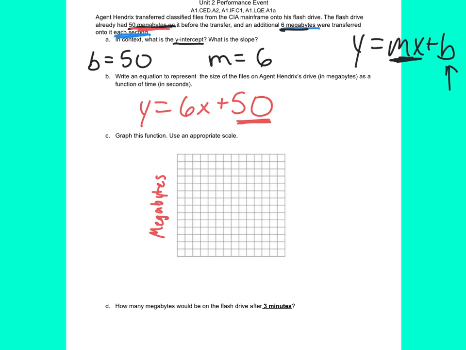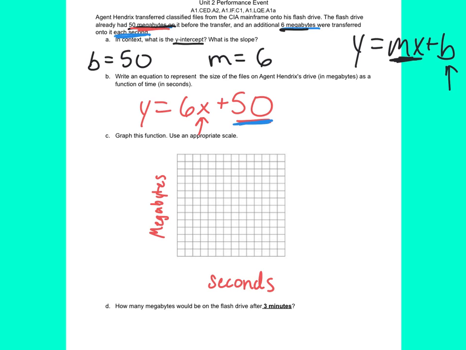So I'm going to put megabytes here. And then on my x-axis, what is my variable? x. 6 megabytes per second. So I'm going to put seconds here. Okay? And then for the scale, you can pretty much do anything just as long as your y-axis includes that b value and a little bit of room above it. Okay? So I need to at least go up to 50 and probably a little bit above that.